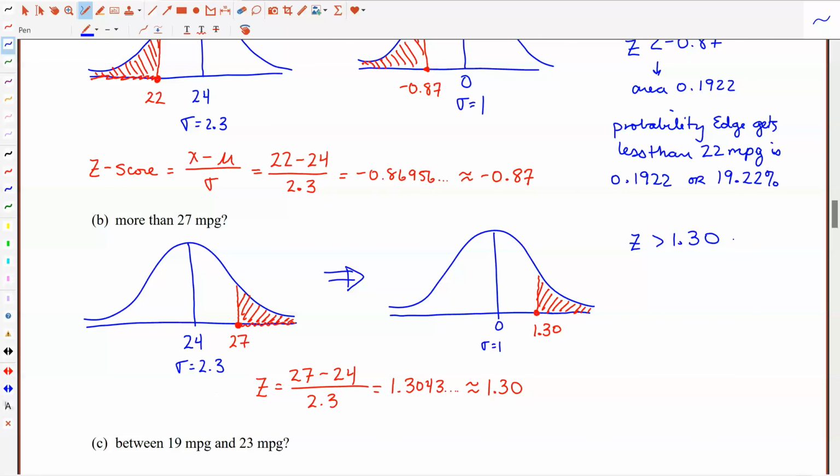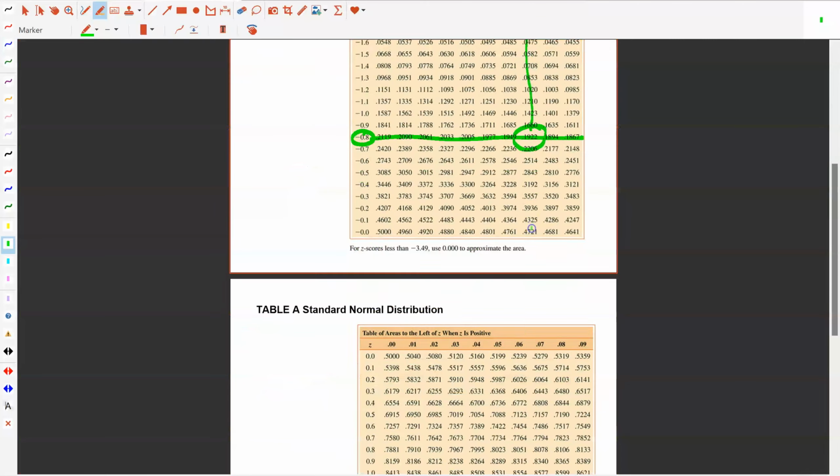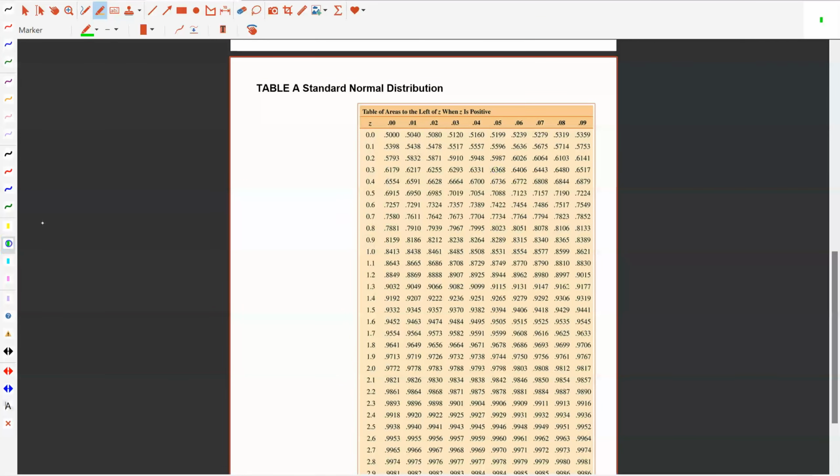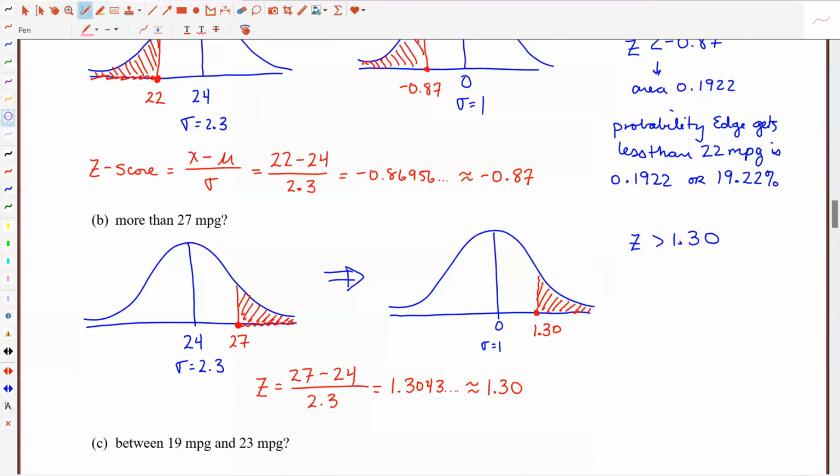Remember that when we look things up in the table, it's going to give us area to the left. So I'm going to look up 1.30 in my table. 1.3 would be right here, and 0 would be right here in my first column. If I find their intersection, I get 0.9032. The 0.9032 is going to give me this area, the area to the left.